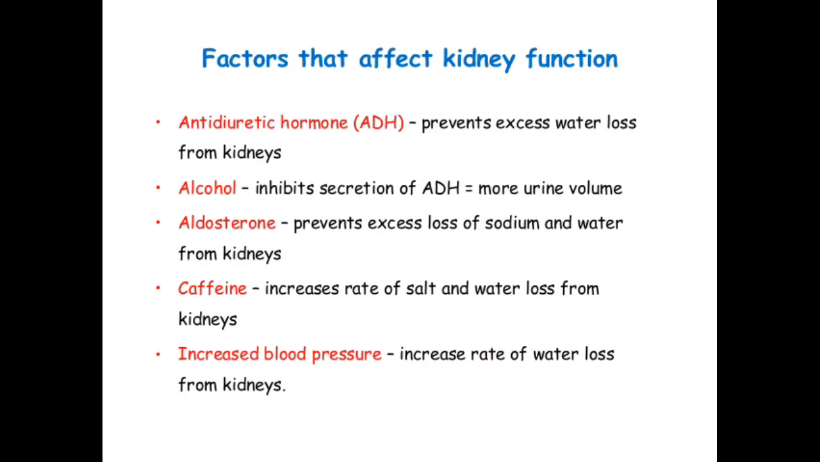Factors that affect kidney function. Antidiuretic hormone ADH prevents excess water loss from the kidney. Alcohol inhibits secretion of ADH, resulting in more urine volume. Aldosterone prevents excess loss of sodium and water from the kidney. Caffeine increases the rate of salt and water loss from the kidney. Caffeine is present in coffee and soft drinks. Increased blood pressure increases the rate of water loss from the kidney.